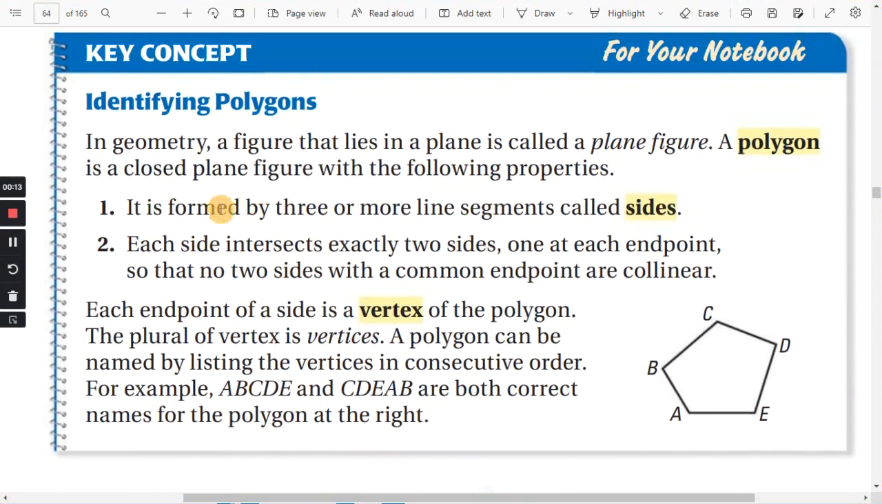The notes say a polygon is a closed plane figure with the following properties. It is formed by three or more line segments called sides. Each side intersects exactly two sides, one at each endpoint, so that no two sides with a common endpoint are collinear.